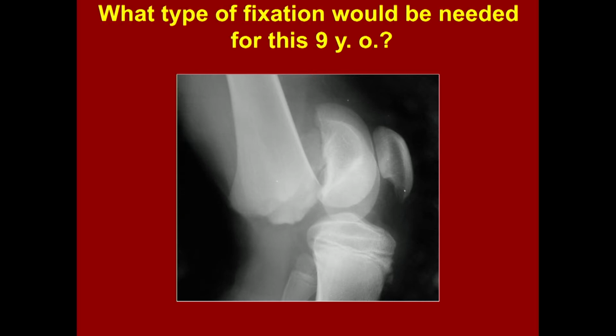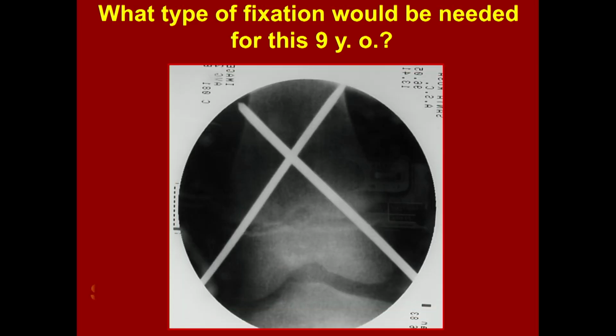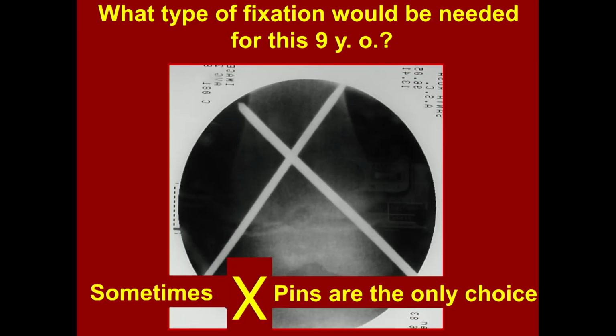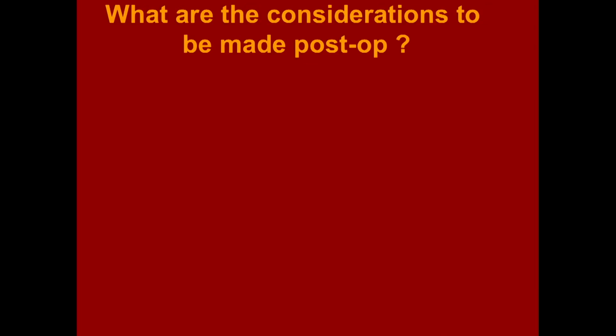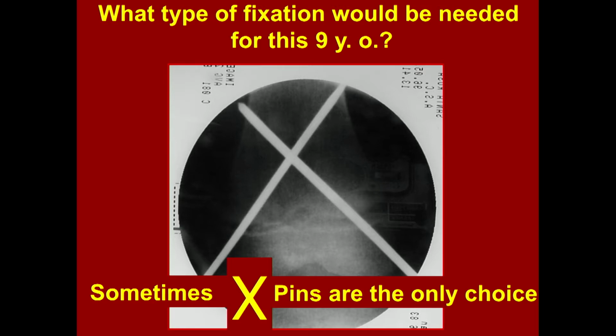Okay, what type of fixation would be needed? We talked about treating this like a supracondylar fracture. Sometimes the only choice you have are smooth pins. And you need to tell the parents ahead of time. There may be a growth arrest. It's 50% if it's distal physis. It's 50%, and it doesn't seem that the smooth pins really increase that to any degree.